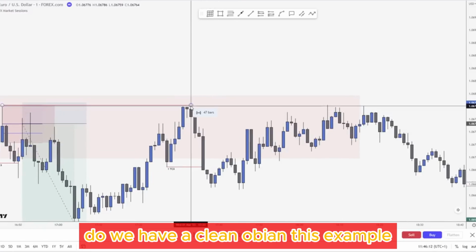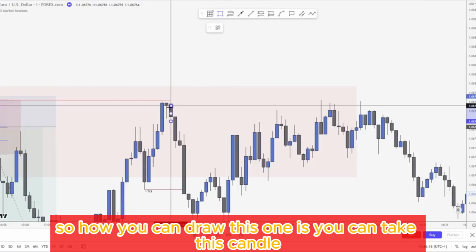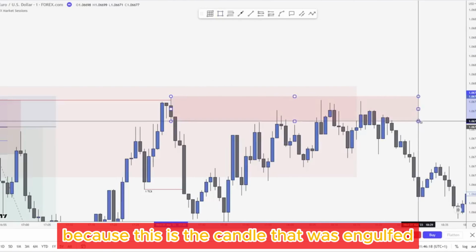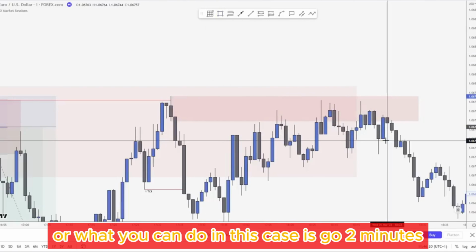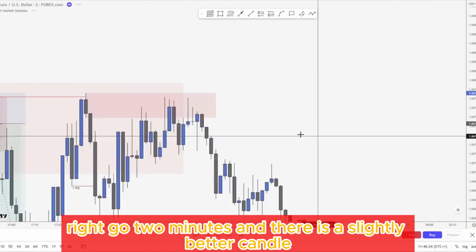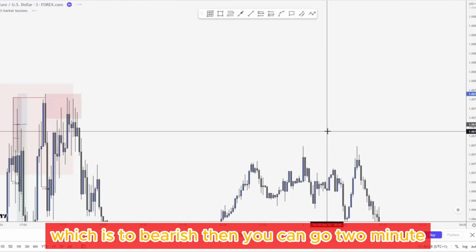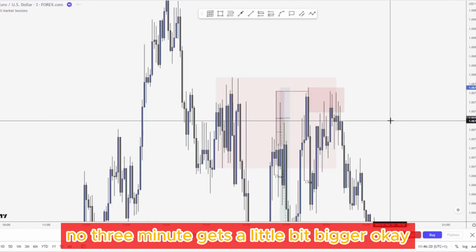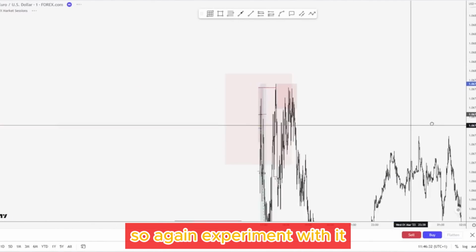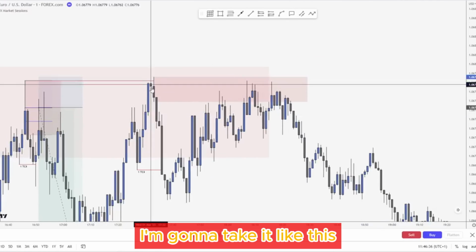Do we have a clean OB in this example? Not really. Okay, so how you can draw this one is you can take this candle, because this is the candle that was engulfed, or what you can do in this case is go 2 minutes. There is a slightly better candle, which is still bearish. Now 3 minute gets a little bit bigger, okay? So again, experiment with it. Find the time frame that works best for you. Personally, I'm going to take it like this.